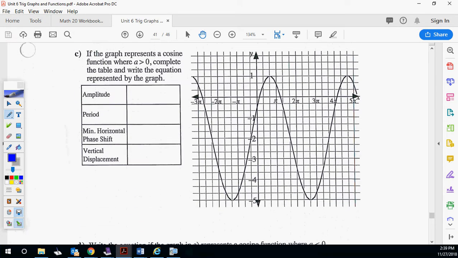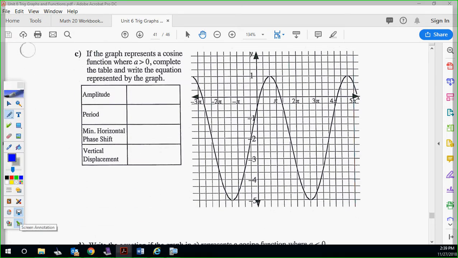All right, so if the graph represents a cosine function where a is greater than 0, complete the table, write the equation represented by the graph. All right, so what is the amplitude? Looks like they gave us the same center line, huh? Same center line, so what's my amplitude? Still 3. Not very creative.